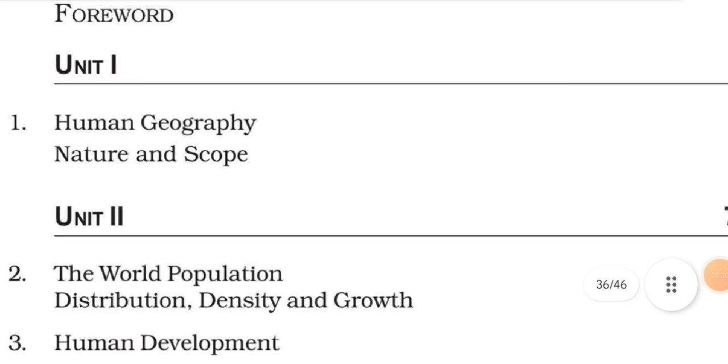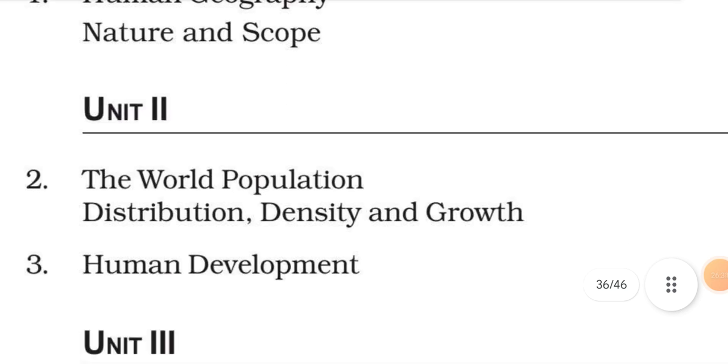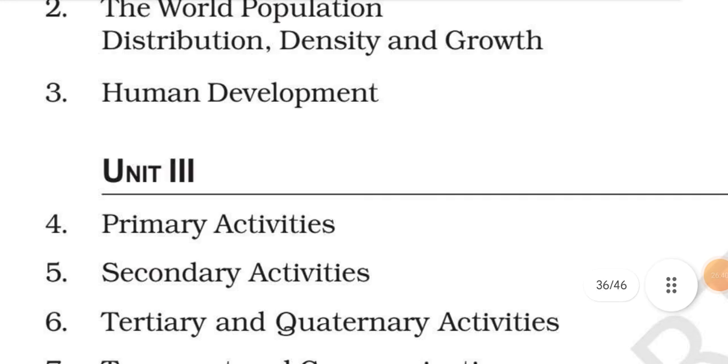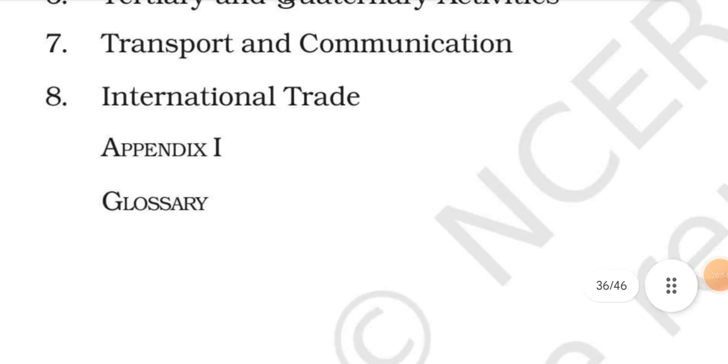Contents. Foreword. Unit 1: Human Geography, Nature and Scope. Unit 2: The World Population: Distribution, Density and Growth. Human Development. Unit 3: Primary Activities. Secondary Activities. Tertiary and Quaternary Activities. Transport and Communication. International Trade. Appendix 1: Glossaries.